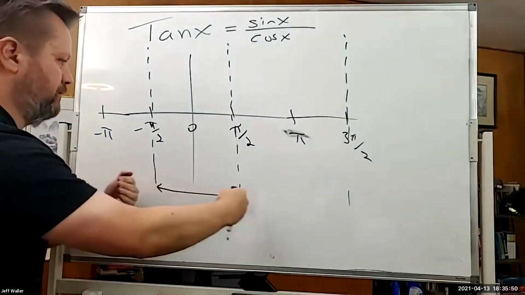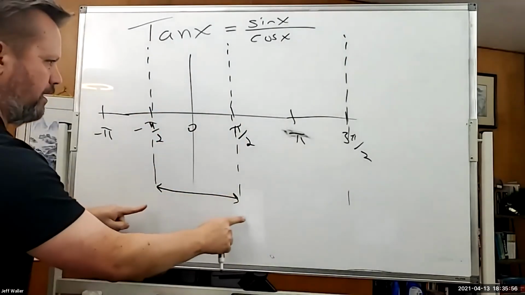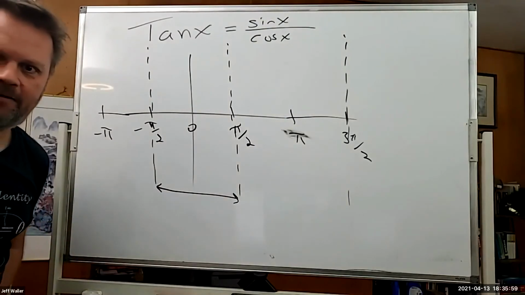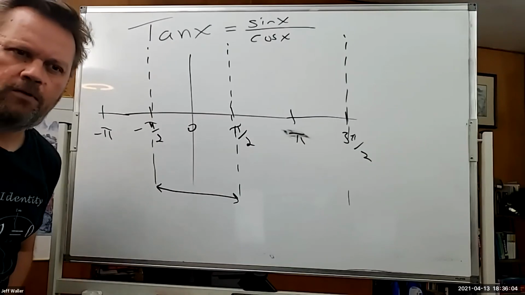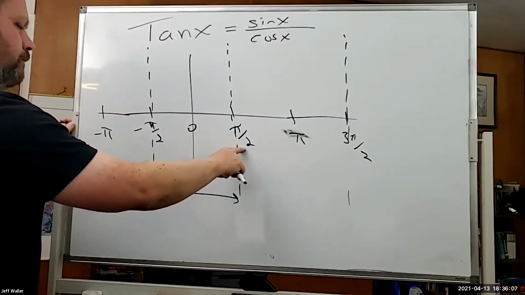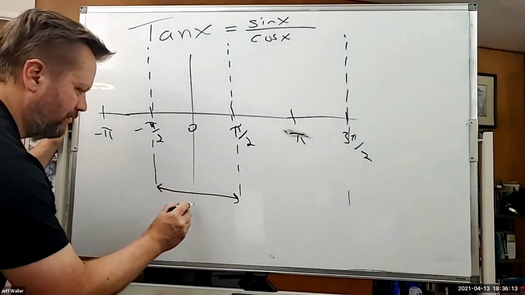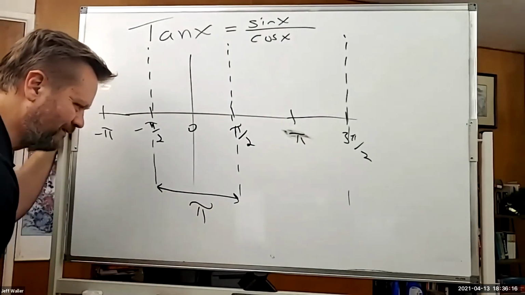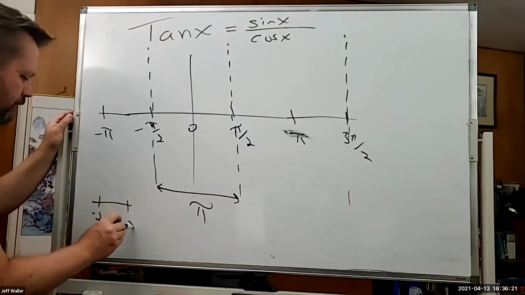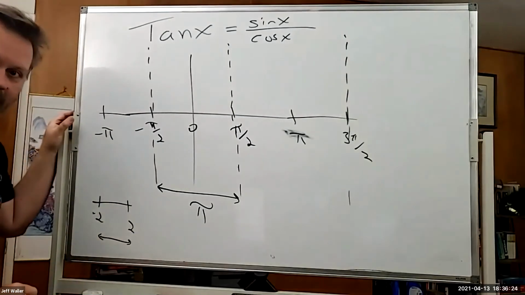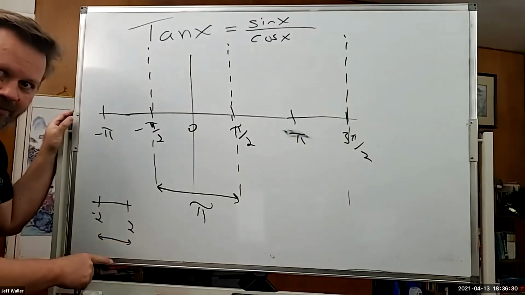How long is this? How wide? Two. No, it goes from negative pi over 2 to pi over 2. 90 degrees. Pi. I love you guys so much. Yes. How far is it from negative 2 to 2? How far apart are those? It's 2 pi, right?